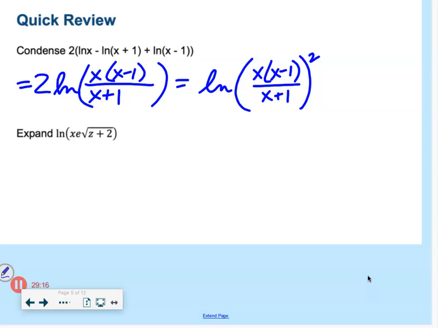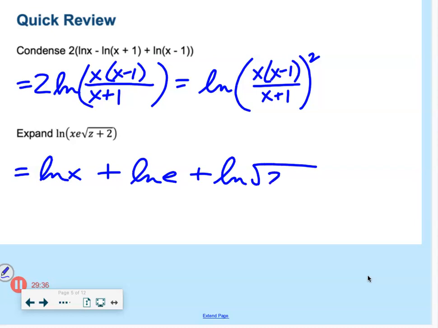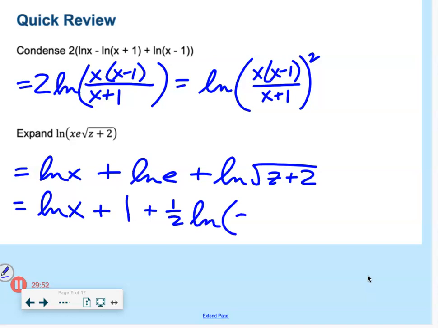Let's expand. ln of x times z times the square root of z plus 2. That's ln of x plus ln of e plus ln of z plus 2. All right, there's one more thing I want you to do before we say we're done with this one. What's the ln of e equal to? 1. And what can I do with this root? Put a 1/2 in front.